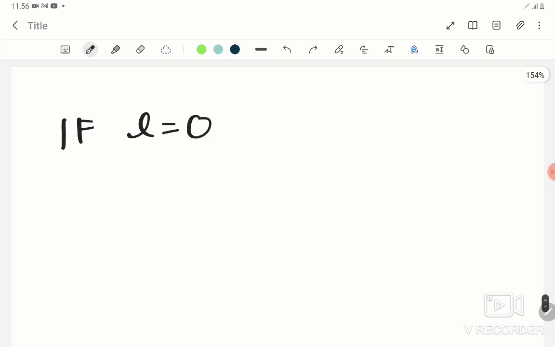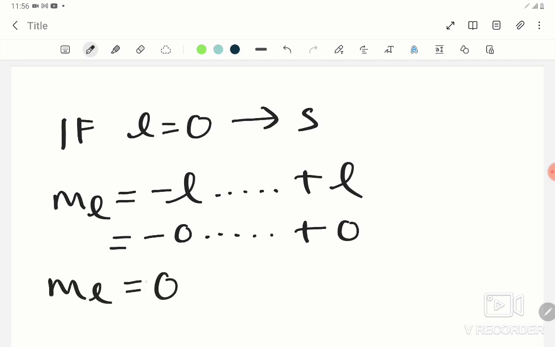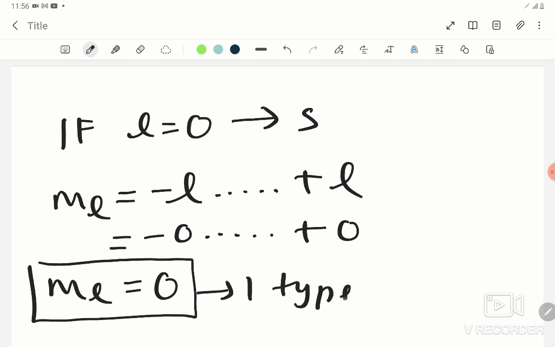Now guys, if the value of L is equal to 0, we know that this signifies s orbital. For this case, the values of magnetic quantum number ml will start from -L and end at +L. Substituting L equal to 0, the value will start from -0 and end at +0. This means inside L equal to 0, there will be only one case where ml will be equal to 0. In this case the magnetic quantum number has only one value, which is 0, and this is because s orbital is only of one type.